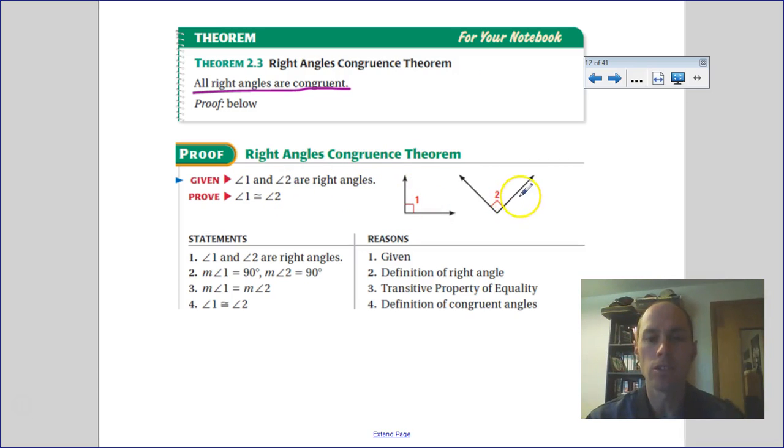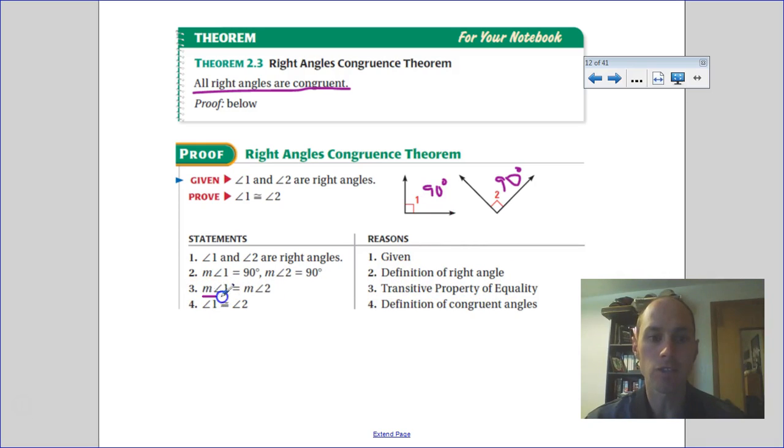Since angles 1 and 2 are both right angles, I want to prove that they are congruent to each other. So first of all, what do I know? Well, they're right angles. So that's our given information, our first statement and reason. Next, what do I know about right angles? Well, they're 90 degrees. So the measure of angle 1 is 90, and the measure of angle 2 is 90. And that's what that little box in the corner means. I know they're 90 because that's what I've learned a right angle is.